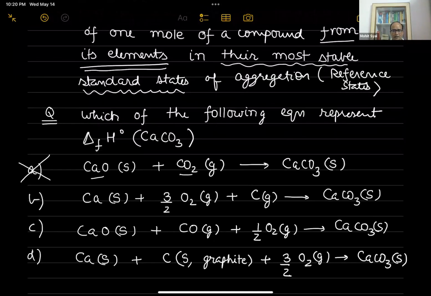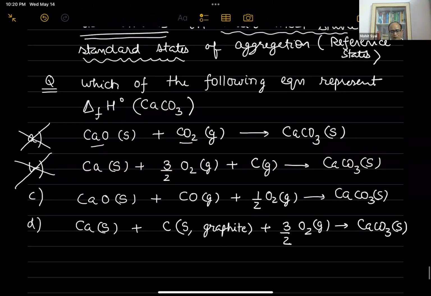Option B, calcium is an element, oxygen is an element. That is true. Good. But carbon is the element, but what is written in the bracket? Gas. Is carbon normally, at room temperature 298 K and 1 bar, in the gaseous form? Or is it solid? It's not gas, it's solid.